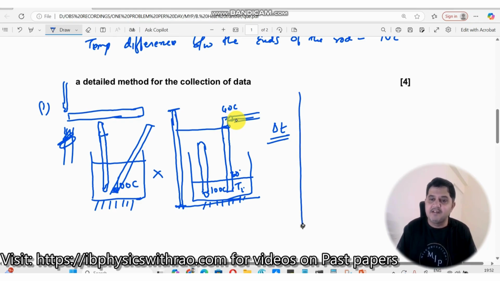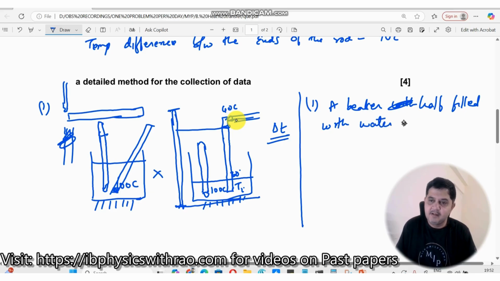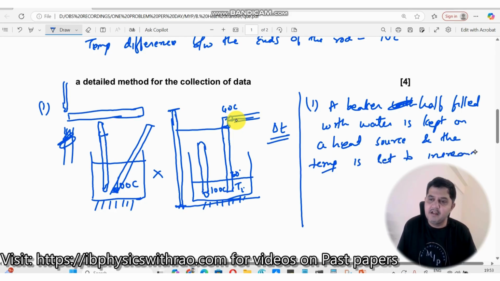Now we will write down what we are going to do. The first one, what are you going to do? You are going to arrange the apparatus. So a beaker half filled with water is kept on a heat source, and the temperature is set to increase.